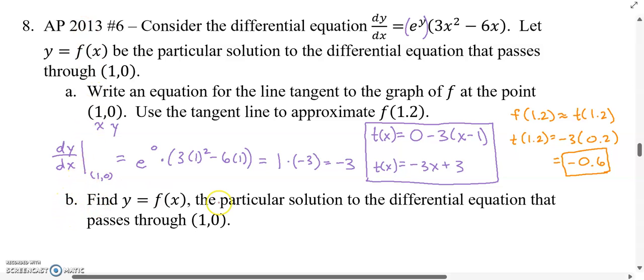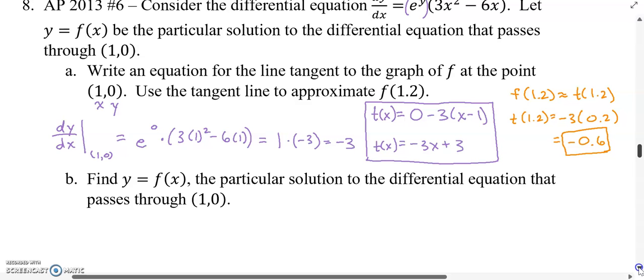So we'll go ahead and do the separation of variables technique here. We're going to multiply both sides by dx, and divide both sides by e to the y. And we're going to get dy divided by e to the y is equal to 3x squared minus 6x times dx.